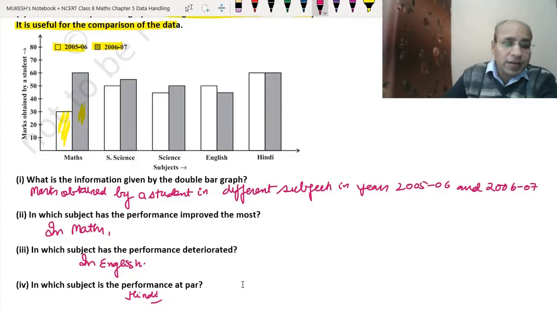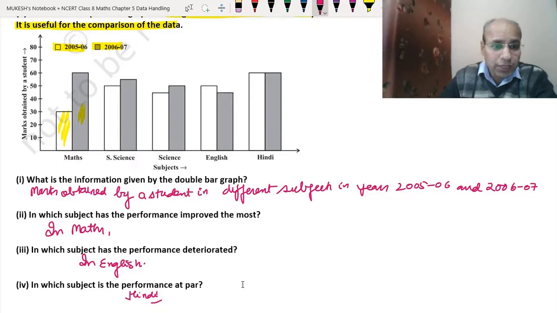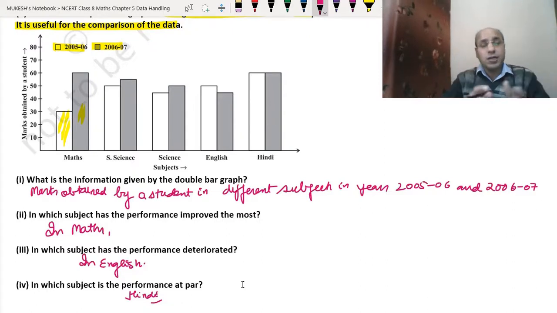So now let's repeat again. What is the double bar graph? When we give two bars with different sets of data for two different times simultaneously, that is the double bar graph, and it is best to compare the data. In this example, we have been given the marks obtained by a student in different subjects in two different years. In maths he has improved the most, in English his performance has deteriorated, and in Hindi his performance is at par. I hope you have understood what the data is, how to record or collect the data, and how to represent the data graphically.